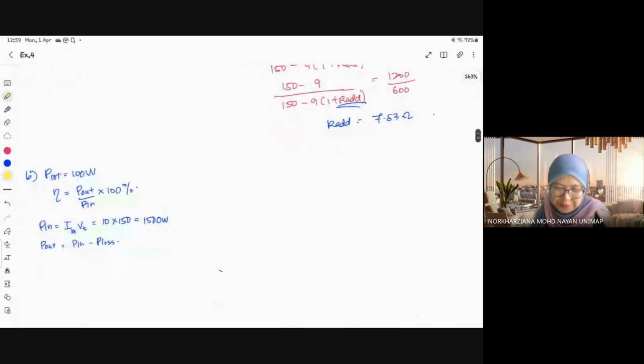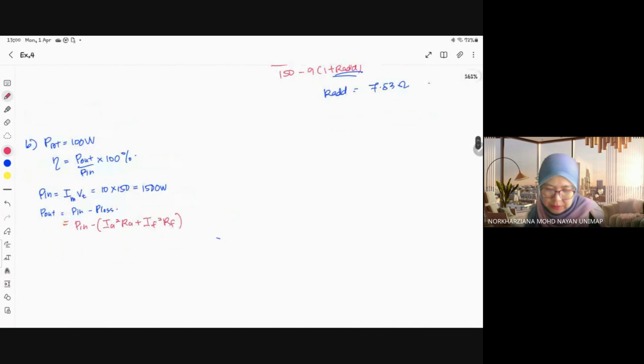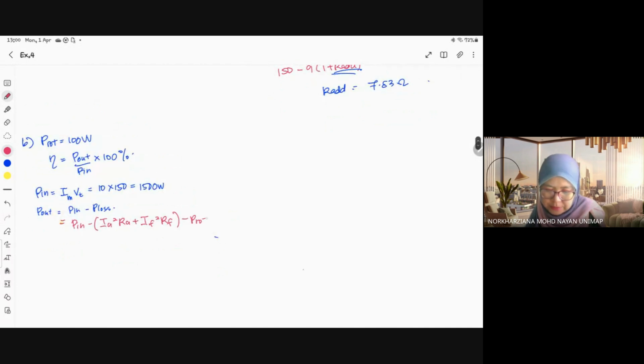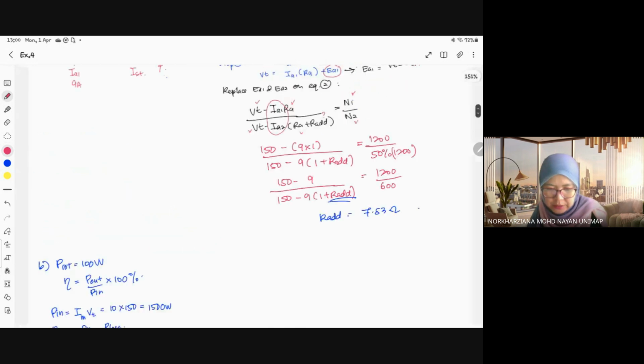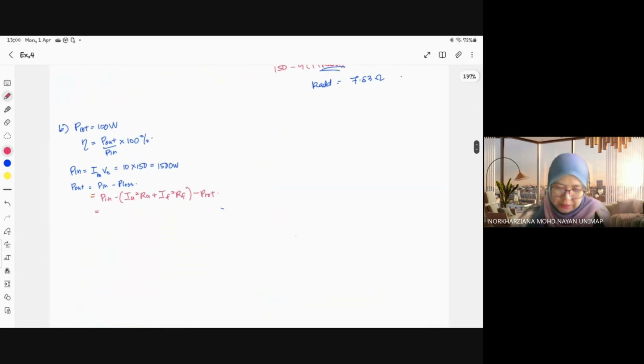Okay. So P in minus P loss. So your P loss will be P in, IA square RA. Saya buat macam ni lah so that nampak lebih jelas. Plus IF square RF. Okay. P rod, yang tadi dia given by the question. Okay. So now let's say B4. Kita kira B4 dulu.